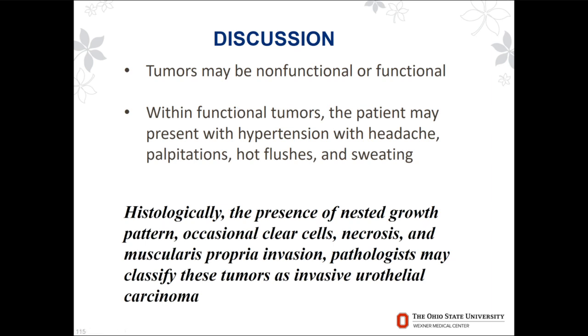So if you see a nested growth pattern, occasional clear cells, necrosis, and muscularis propria invasion, you may not give it a second thought. You may say, oh, this looks like invasive urothelial carcinoma, because invasive urothelial carcinomas can have a clear cell appearance, they can have necrosis, and they can obviously invade into the muscle.